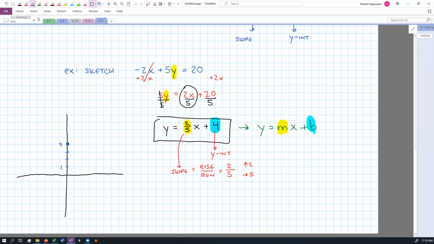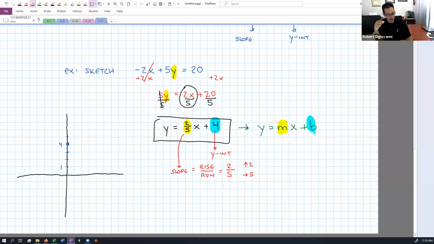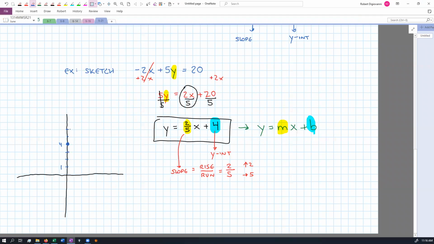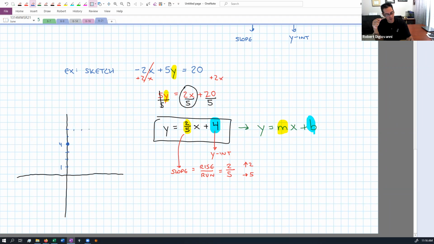Is it two up? Two up, okay, so that's one, two up, and then five across? Five to the left or right? To the right. All right, one, two, three, four, five, and then right there I put a dot, right? Once we have that, two points on a line, we draw a straight line and we're done. And that's it.